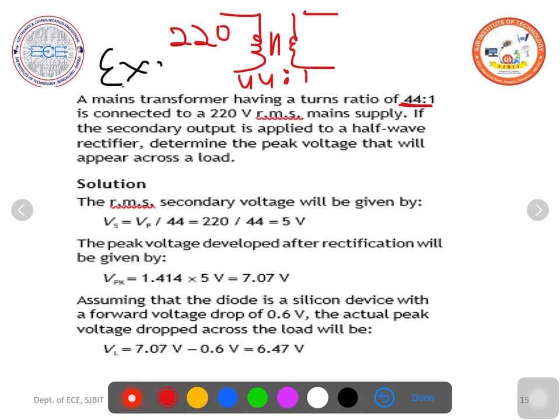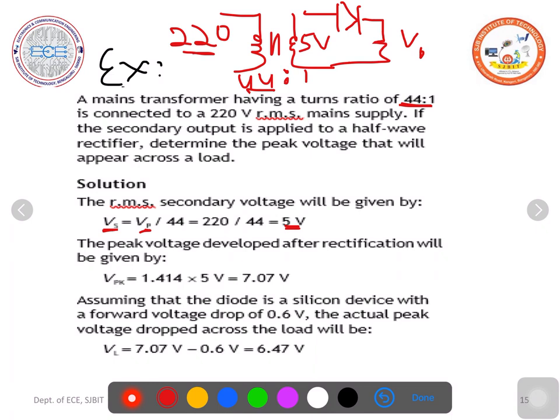If the secondary output is applied to a half wave rectifier, determine the peak voltage that will appear across the load. Calculate the peak voltage V0. So RMS secondary voltage is given by, here secondary voltage we need to find out initially. Primary voltage is 220 volts divided by the number of turns, 220 by 44, it is 5 volts. Here is the 5 volts RMS value.